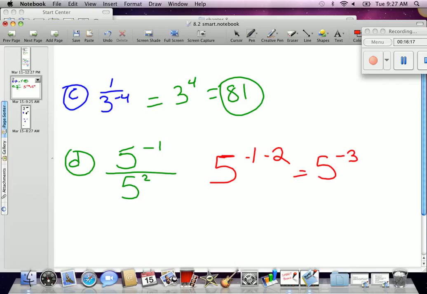Now we can't have a negative exponent, so what do we have to do? Flip it. So instead of 5 over 1, it's now 1 over 5 to the third. What is 5 to the third? 125.